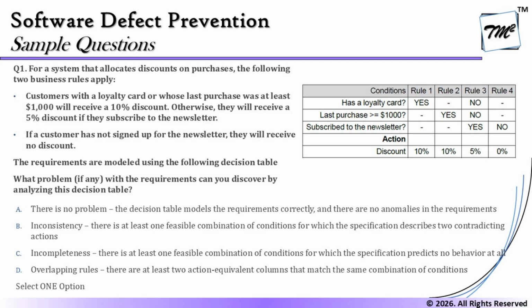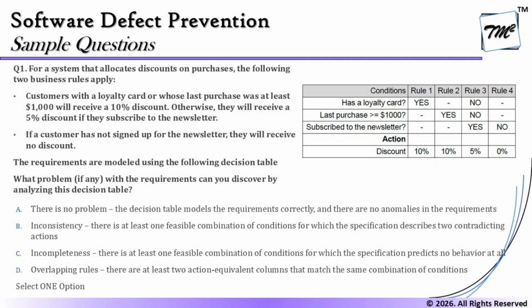And the second rule is that otherwise, they will receive a 5% discount if they subscribe to the newsletter. So to be frank, there are three conditions to get some discounts. Two give you 10% and another gives you 5%. But also, if a customer has not signed up for any kind of newsletter or not even done any other thing like spending $1,000 or a loyalty card, then the customer is not liable to get any kind of discount. And on the right-hand side, we also have a table representing that.